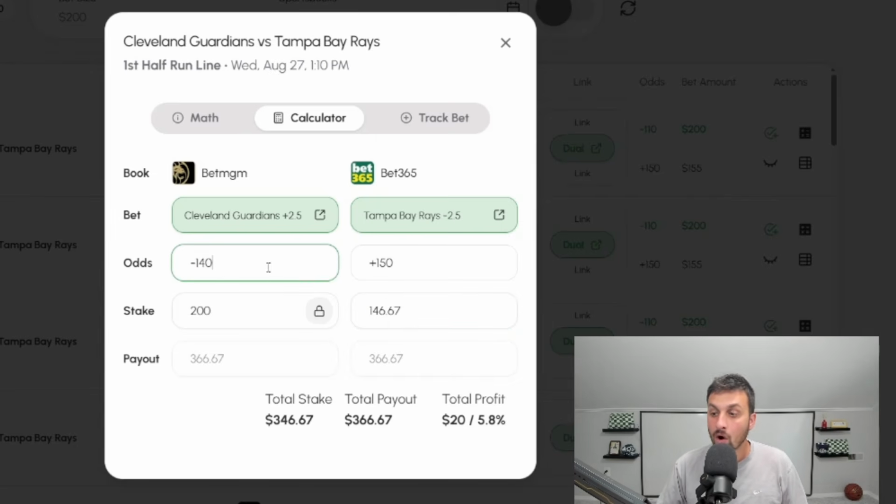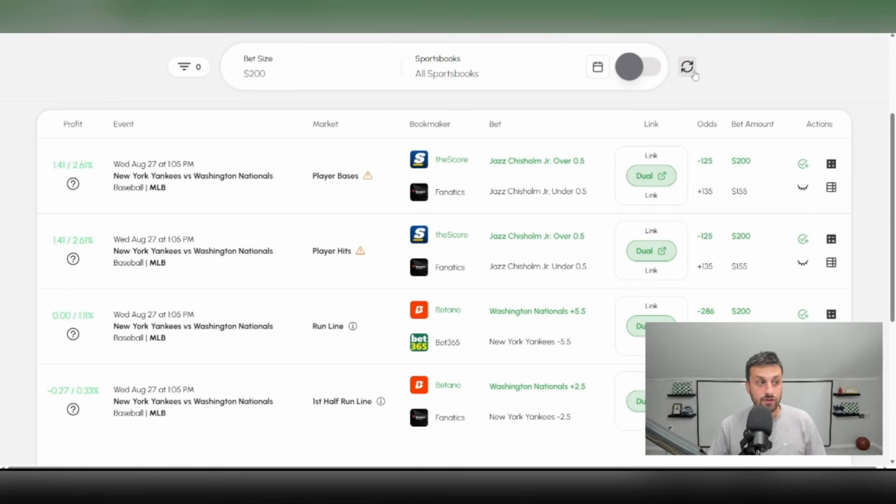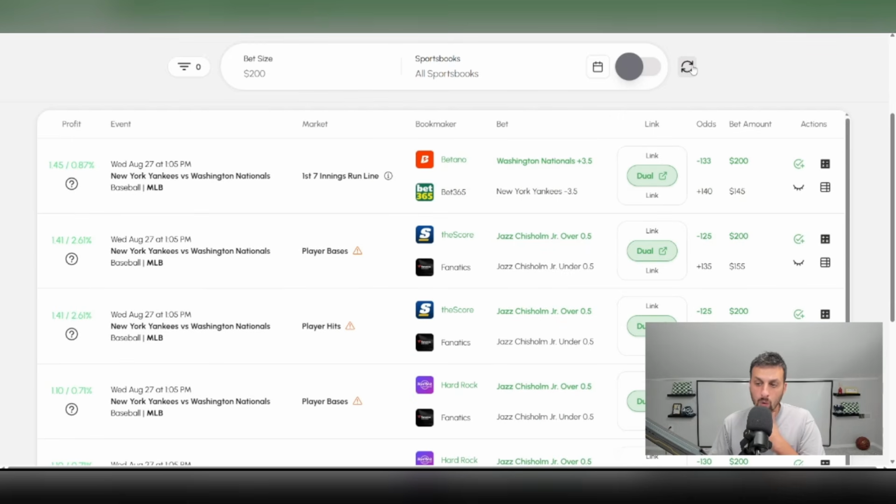Let's say it's at minus 140. Now we bet 137 on this side. You can constantly refresh using this button here, and you can see things go in and out. And again, arbitrage is going to be harder to find opportunities than plus EV.